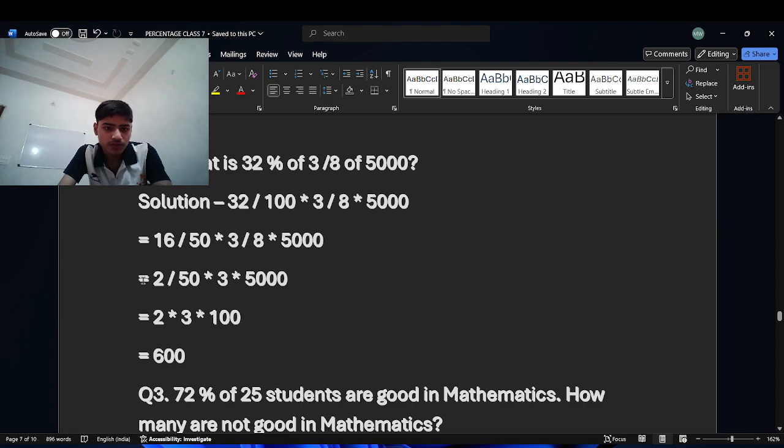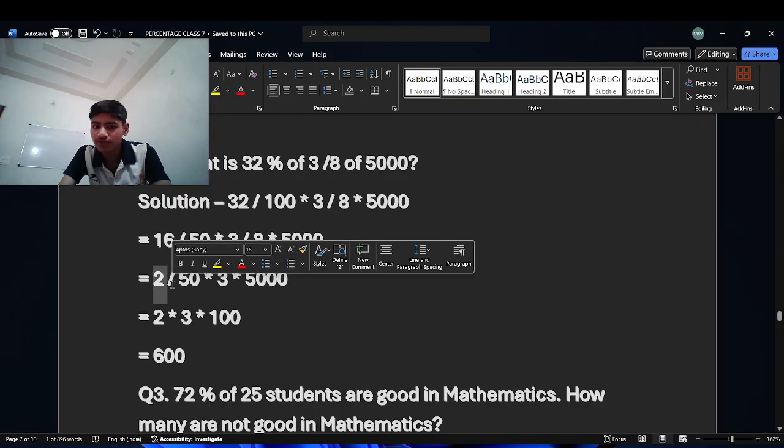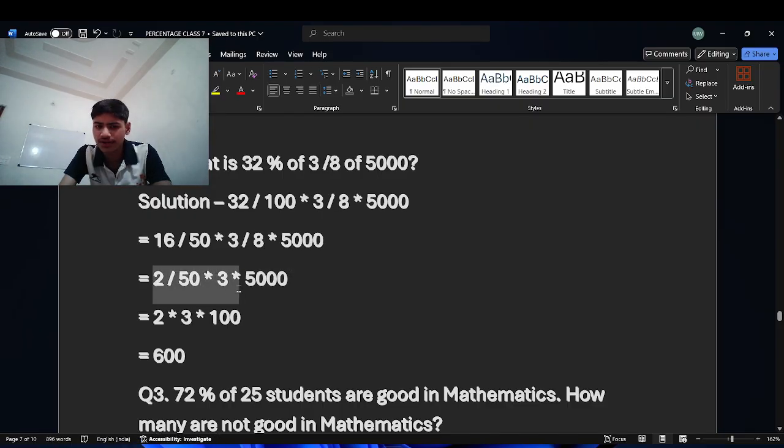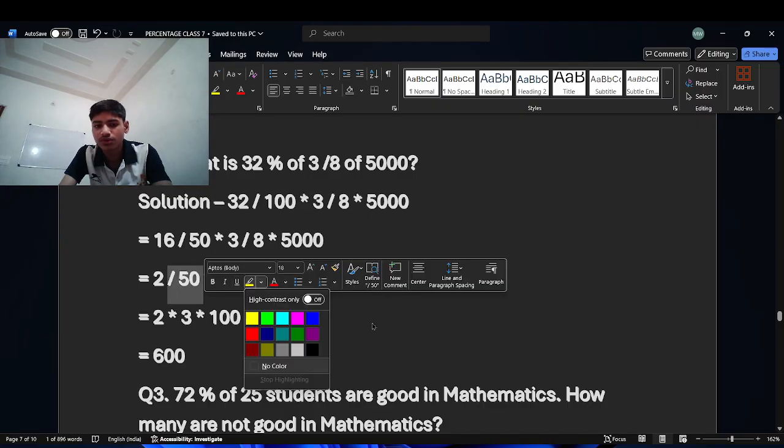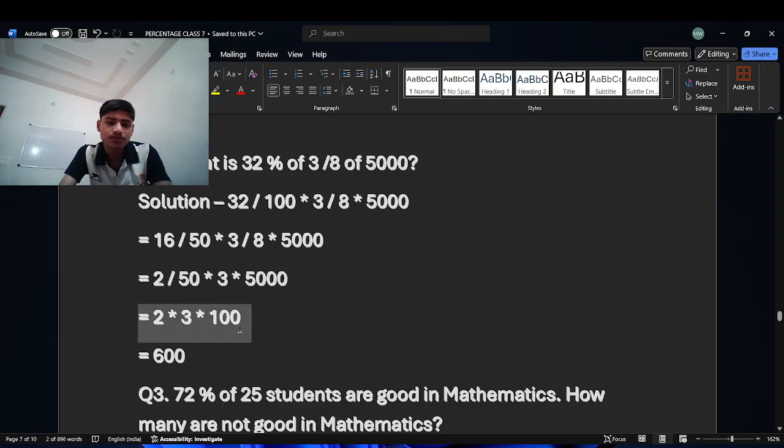Now how do we simplify here? The 8 is removed. How is it removed? Because 8 times 2 is 16. So I have removed 8, and 2 divided by 50 into 3 into 5000 is left. Now 50 times 100 is 5000, so I have removed 50 and 5000 both. So 2 times 3 into 100 is left. 2 into 3 is 6, and 6 into 100 will be 600.